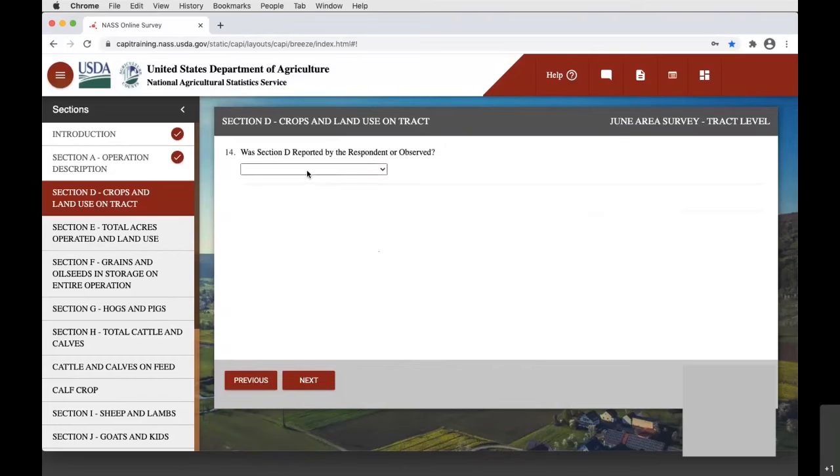Was section D reported or observed? This is important if we have to visually observe the field because we can't contact the operator. We do want to know this versus were these data reported by the operator. That can also be important because it's possible we'll have some operators that will give us this much and nothing else.